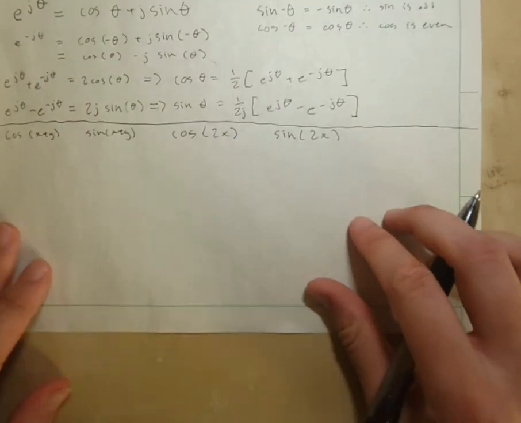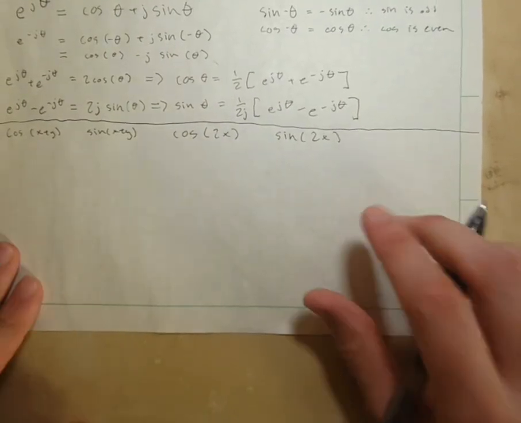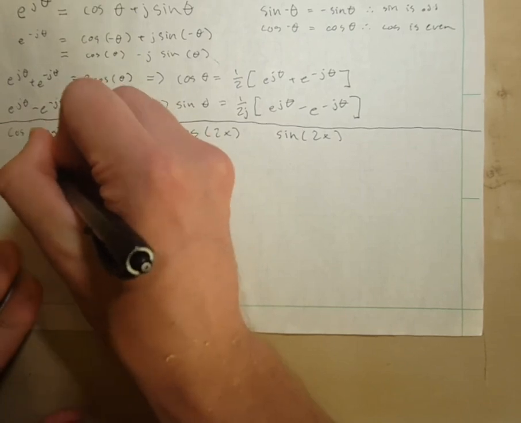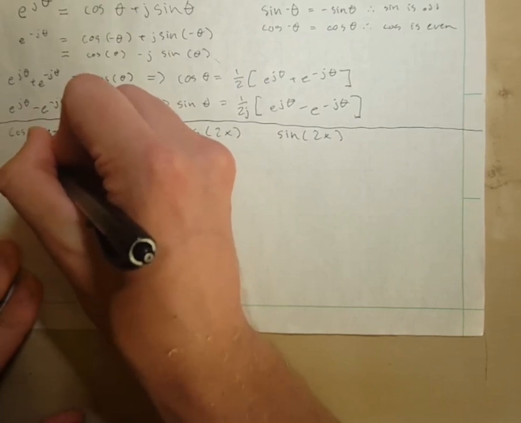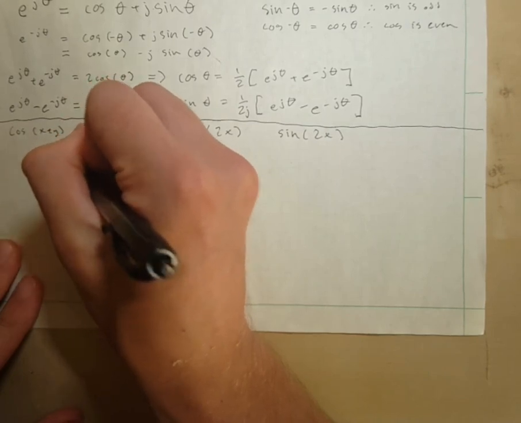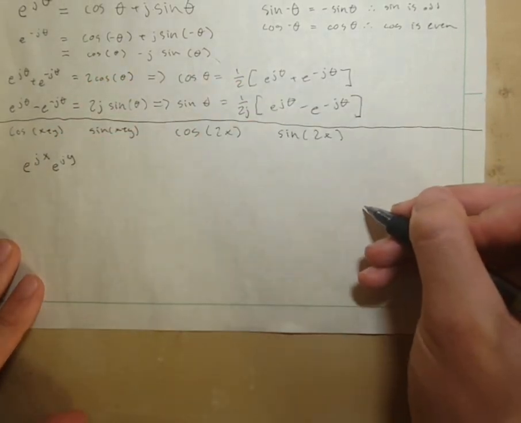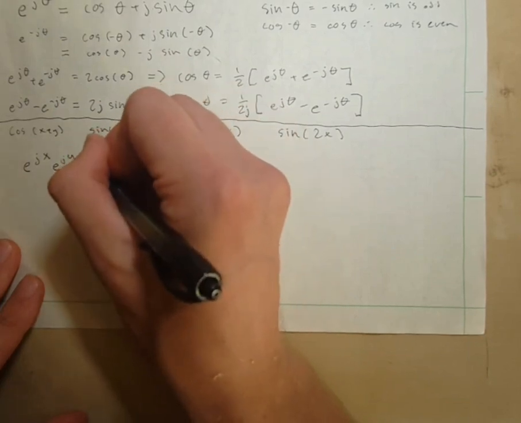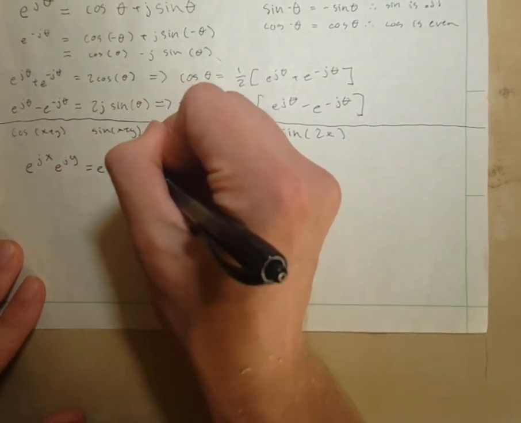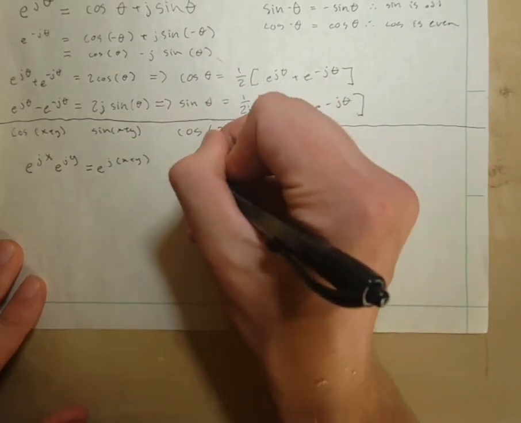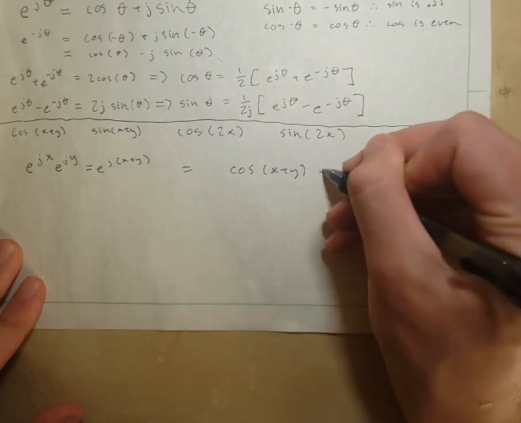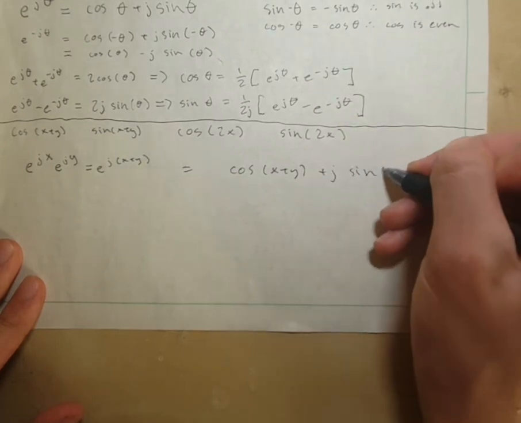So with that in mind, I'm going to show you really quickly how you can derive these. Let's say e^(jx) times e^(jy). This is these complex exponentials multiplied together. This is the same as e^(j(x+y)), which is going to equal cosine(x+y) plus j sine(x+y).